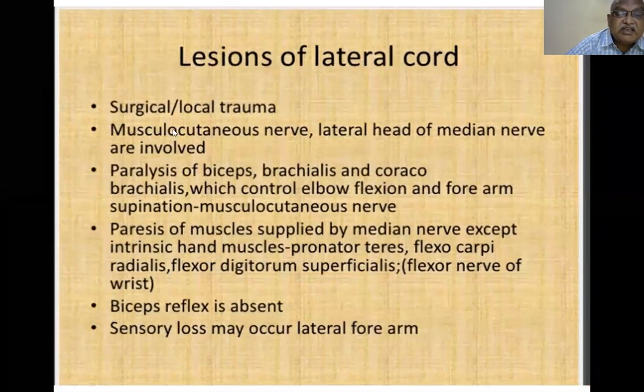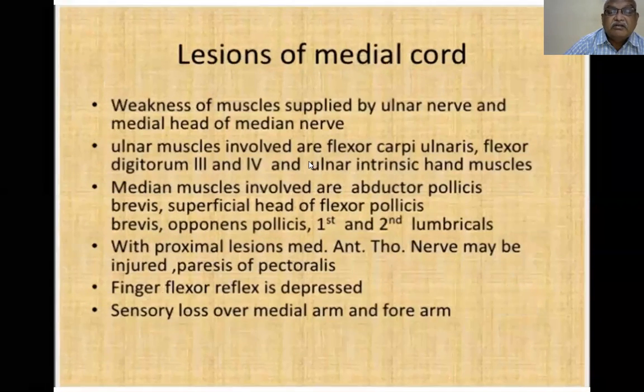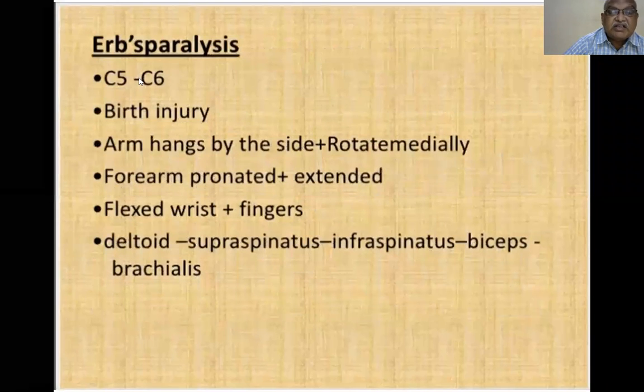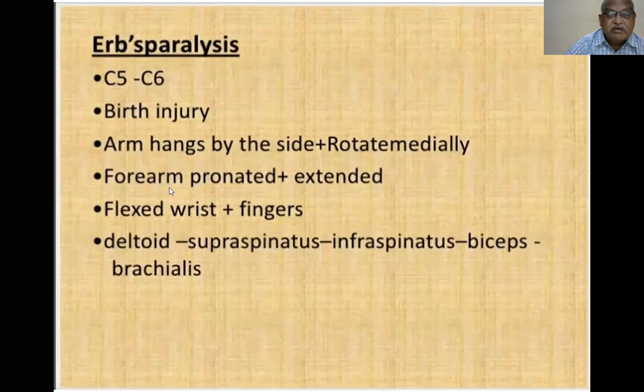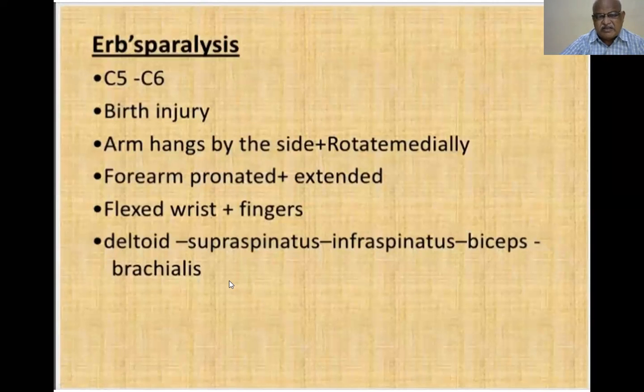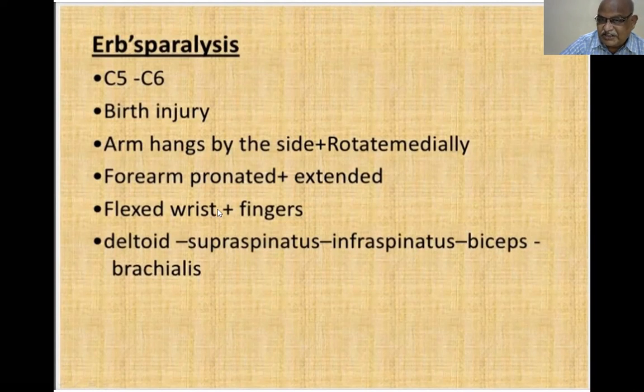Lesions of lateral cord: surgical or local trauma, muscular. You can all go through this one. Erb's paralysis, I already told you: birth injury, the arm hangs by the side and rotates medially, forearm pronated and extended, flexed wrist and fingers. Deltoid, supraspinatus, infraspinatus, biceps brachii, all these muscles are paralyzed. I already told you what Erb's point and Erb's paralysis are. Once again, I teach you in your clinical anatomy.